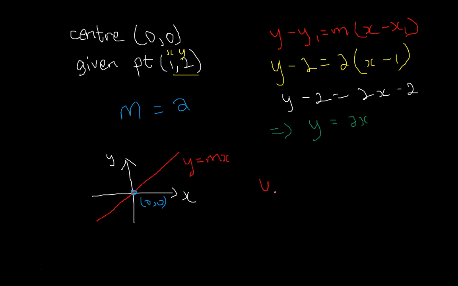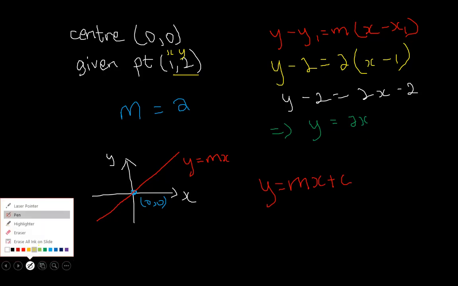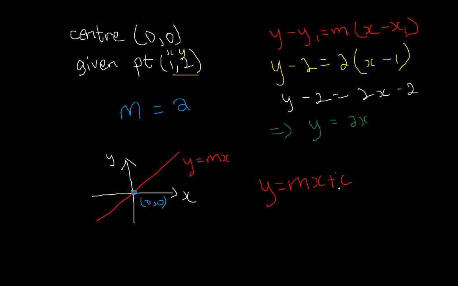Somebody might be wondering, I thought this was the general form of a line. Where is the plus c? But what you need to remember from previous classes as well, c is the y-intercept. Y-intercept means wherever the line cuts the y-axis, which is this vertical line. I need to notice that this red line here does not cut the y-axis. So it has no c, or c is equal to 0.